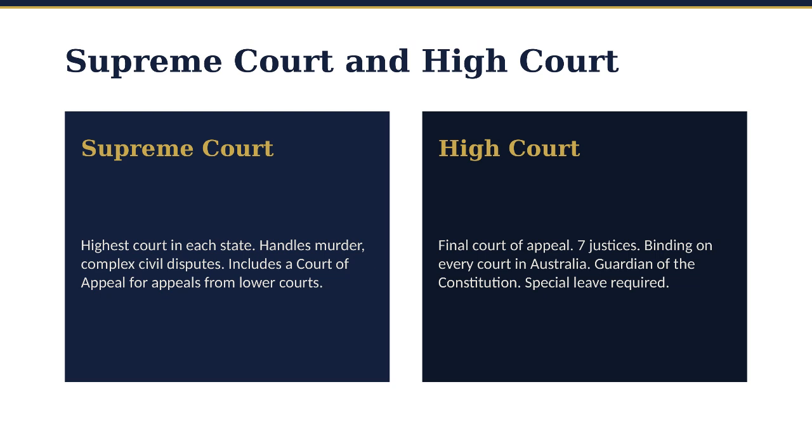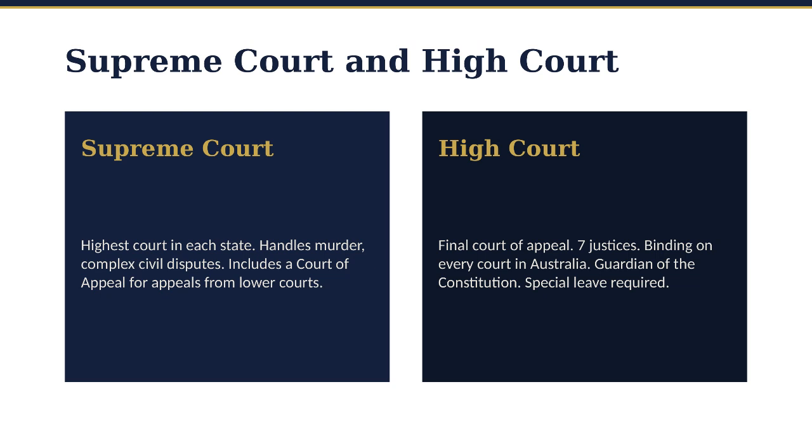Then you've got the federal courts. The Federal Circuit and Family Court handles family law and some migration matters. The Federal Court of Australia handles things like intellectual property, corporations law, tax disputes, and employment law matters under the Fair Work Act. And right at the top, the High Court of Australia. This is the final court of appeal in the country. Its decisions are binding on every other court in Australia.